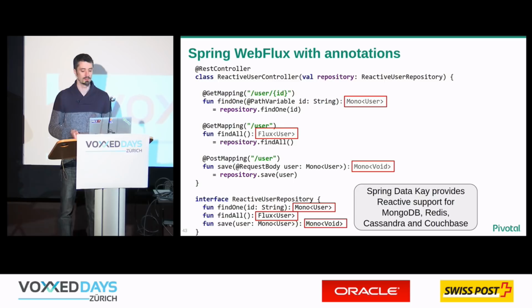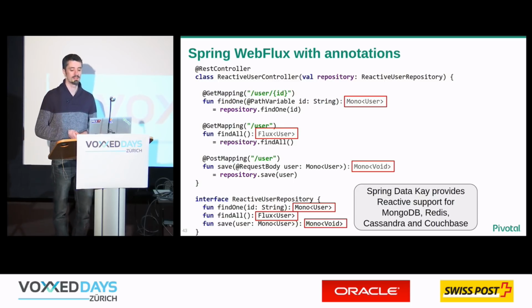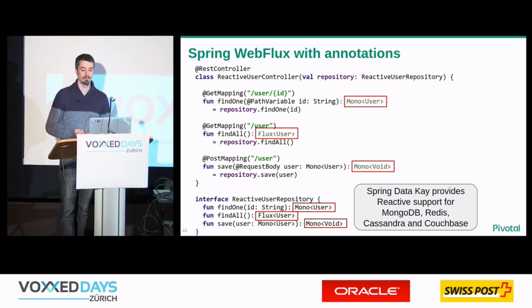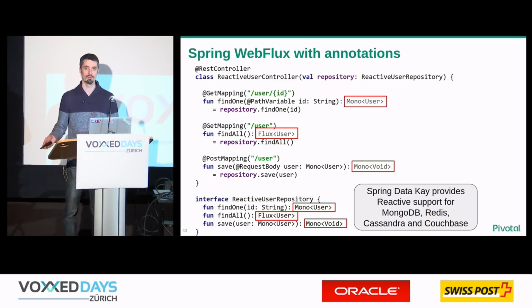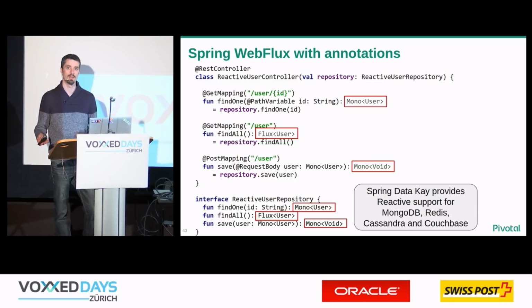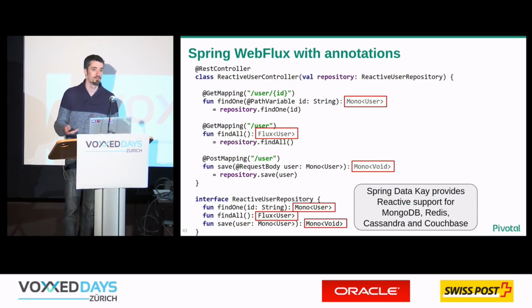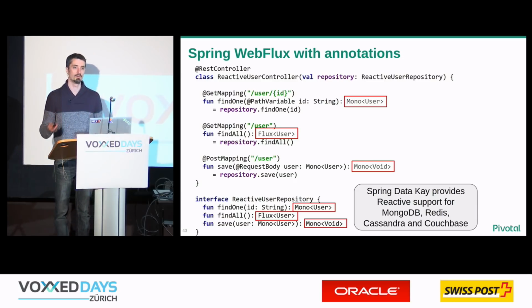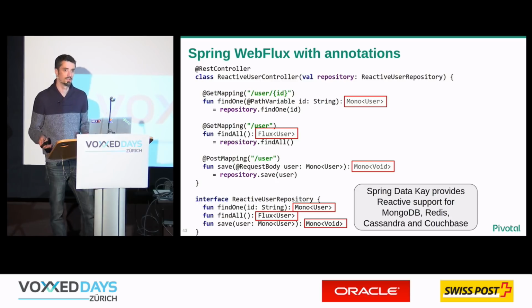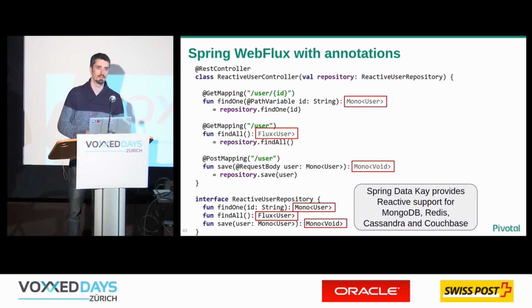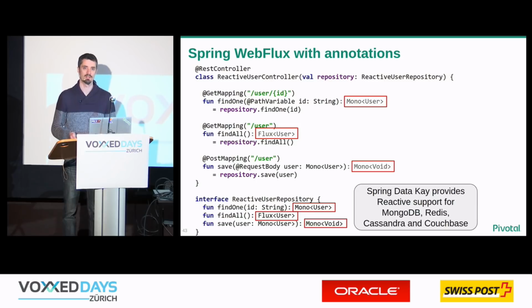That means that you are likely to use Spring Data's reactive support for MongoDB, Redis, Cassandra, Couchbase. You can also use the reactive client, WebClient, which provides Flux and Mono. You can use any kind of library that returns non-blocking types. If you are using blocking types, that will work, but with bad scalability, so that's not something we advise doing.